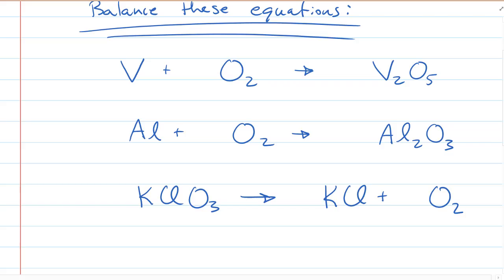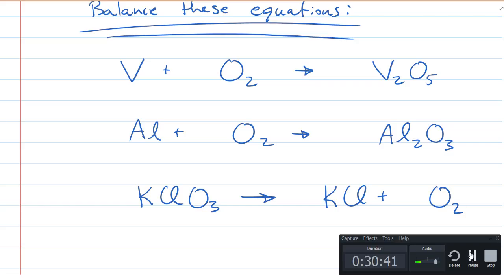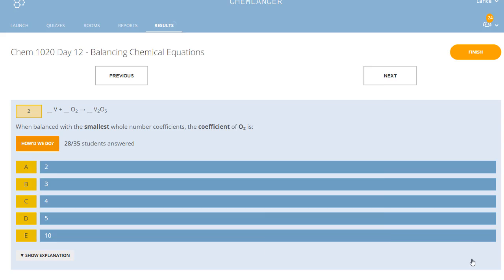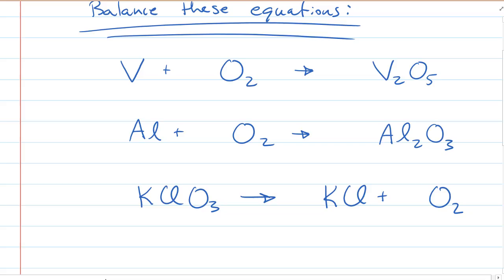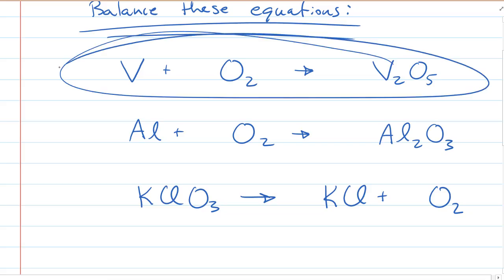So take a couple minutes here to balance these. 3, 2, 1. Correct answer is 5. And so in doing this one, if you follow your strategies, which one of these should you be leaving to last?